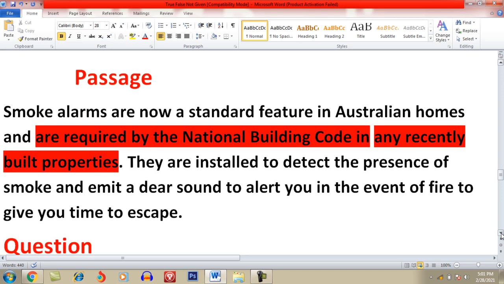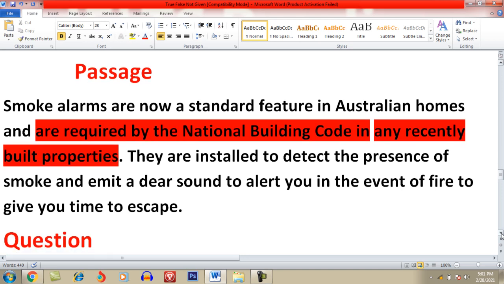For example, I got a passage that says smoke alarms are now a standard feature in Australian homes and are required by the National Building Codes in any recently built properties. They are installed to detect the presence of smoke and emit a loud sound to alert you in the event of fire, to give you time to escape.